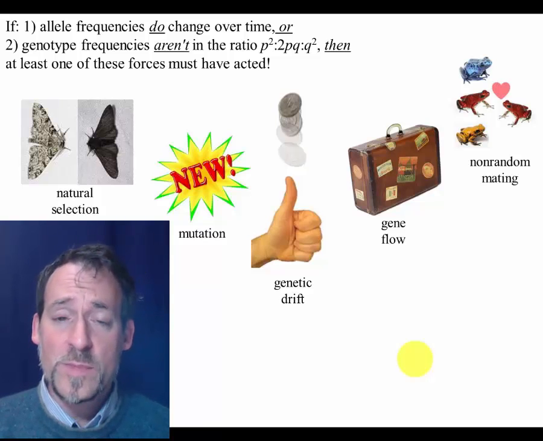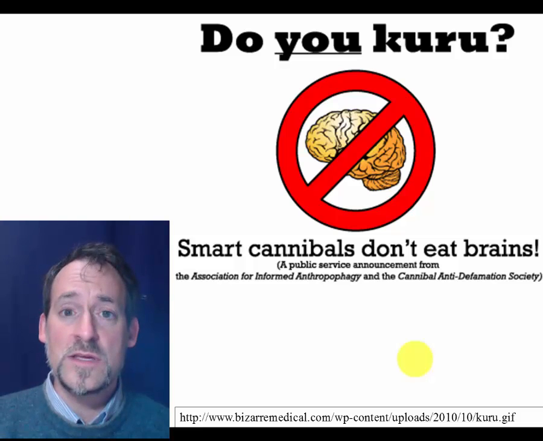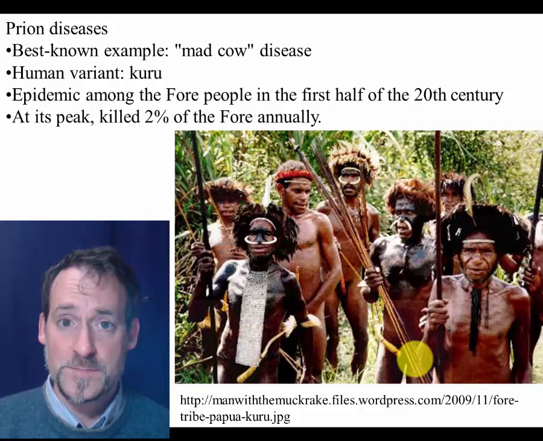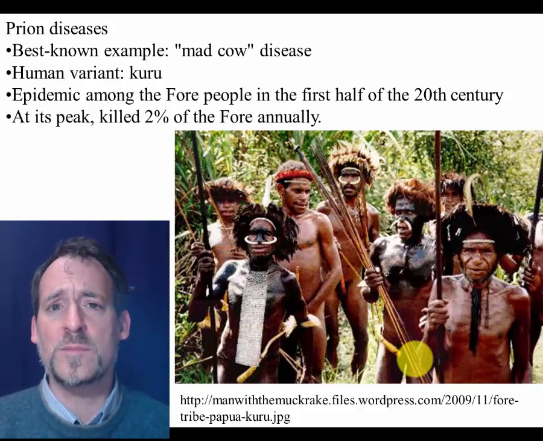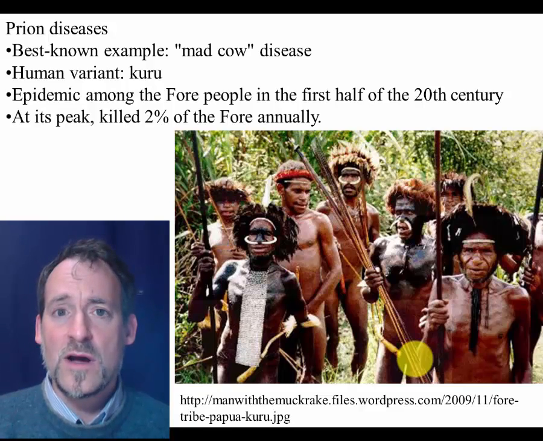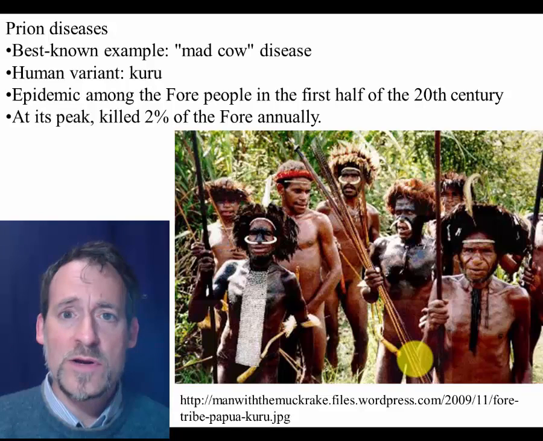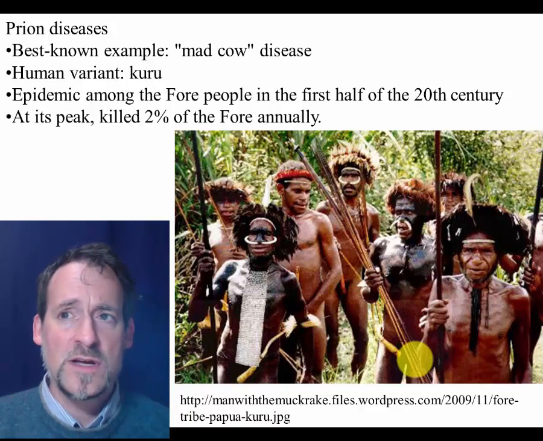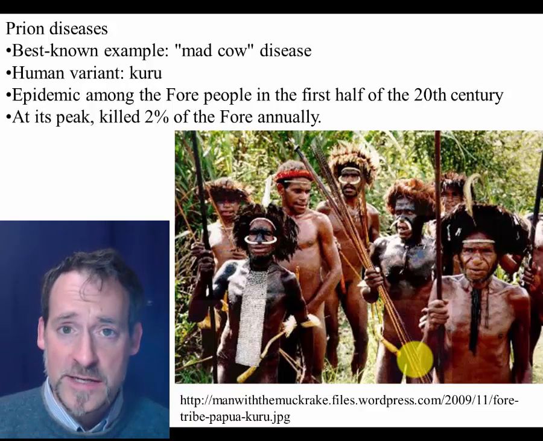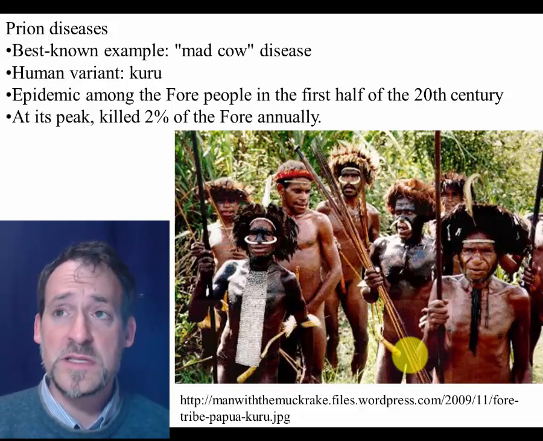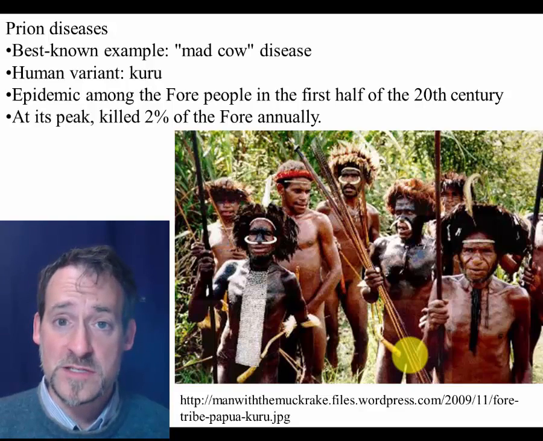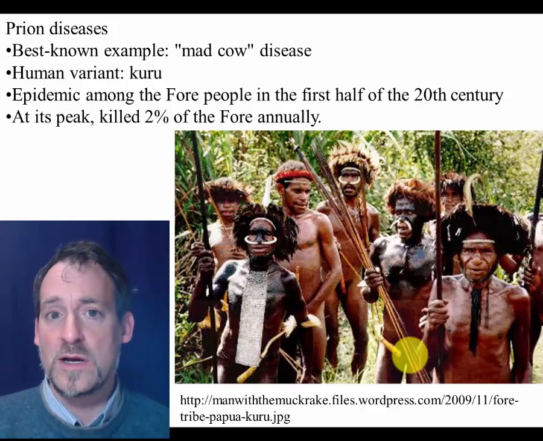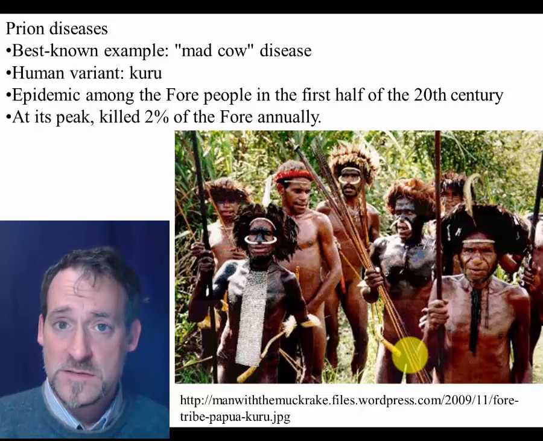To illustrate this point, let's go back to an example you've already seen. The outbreak of Kuru among the Foray people of Papua New Guinea. Now, just to remind you, prion diseases are diseases that are apparently carried by an actual protein, not by a virus, not by a bacterium, not by any kind of other infectious agent that carries any kind of DNA. The best known one is mad cow disease, but there are prion diseases in a number of different species, including humans. The human prion disease that we know about is called Kuru. In Papua New Guinea, it was called the laughing sickness.